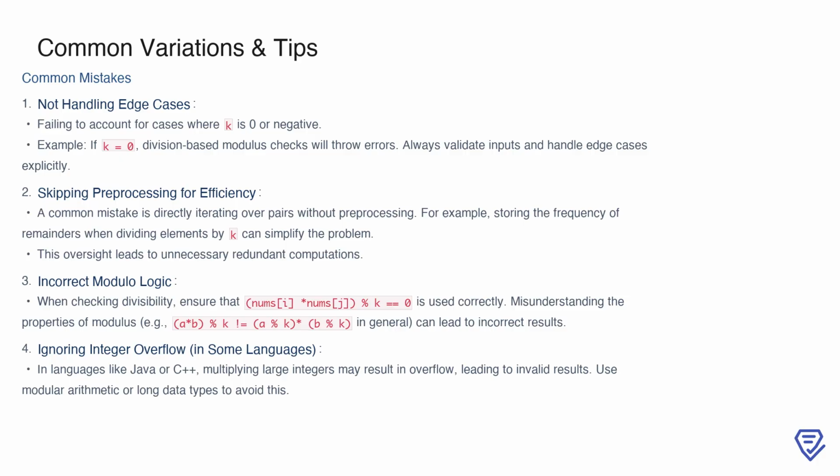Another pitfall is misunderstanding modulo logic. Remember that the distributive property doesn't always hold for modulus. For example, (a * b) % k is not necessarily equal to (a % k) * (b % k). Finally, in languages like Java or C++, integer overflow can occur when multiplying large numbers. To prevent this, you should use modular arithmetic or switch to data types like long that can accommodate larger values.